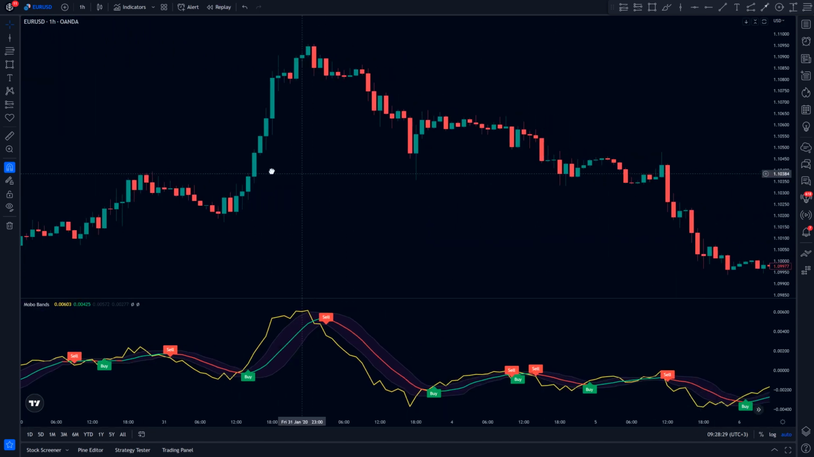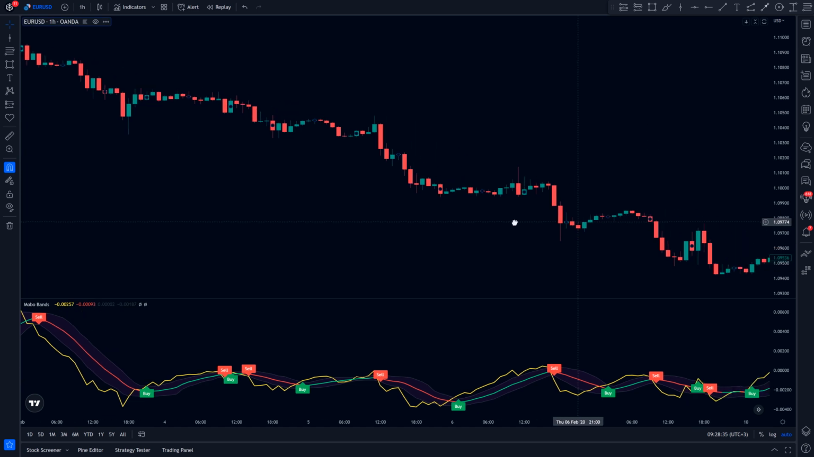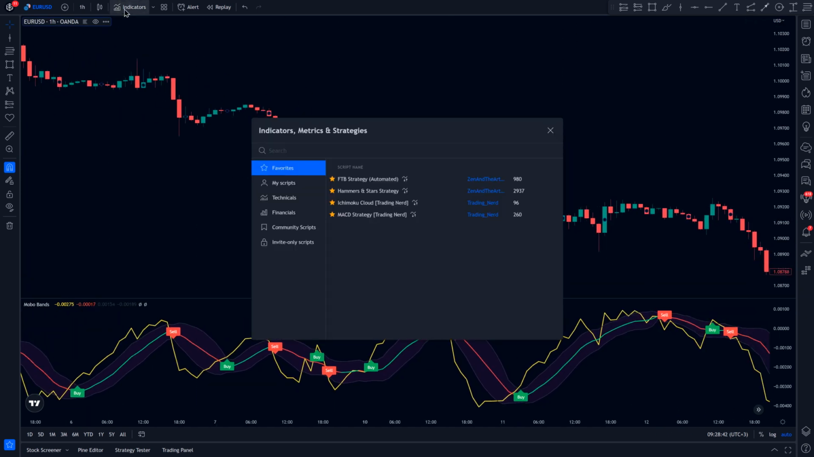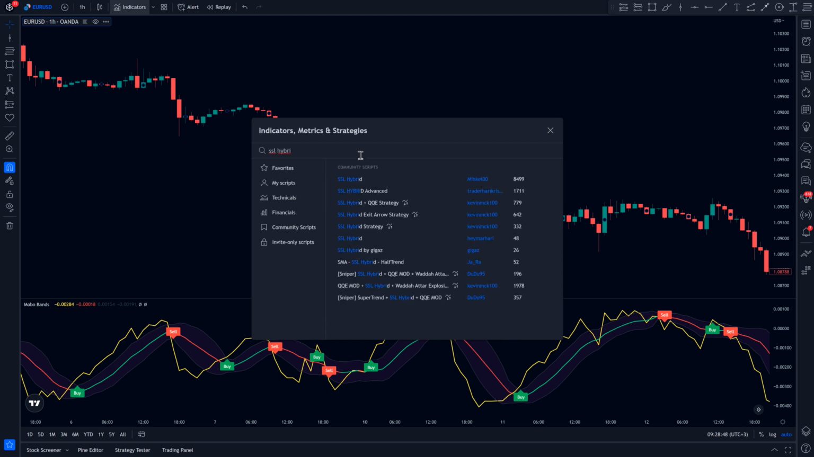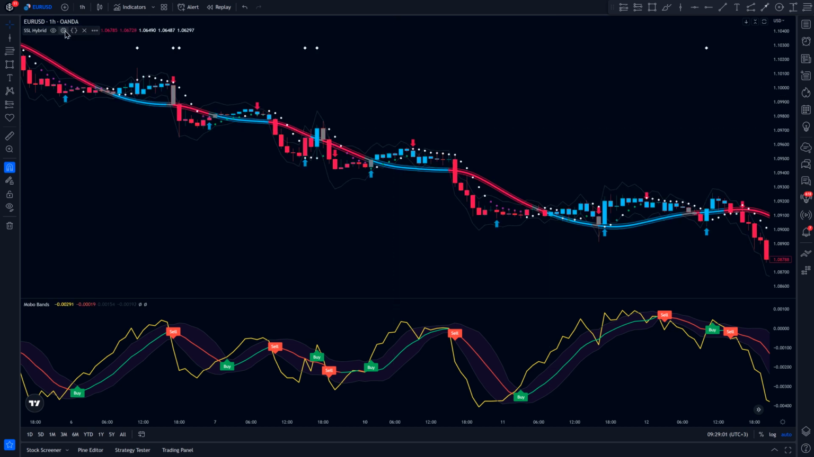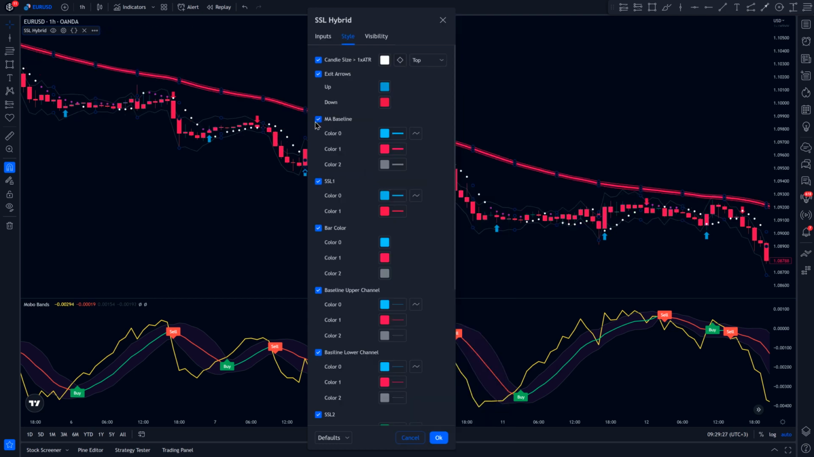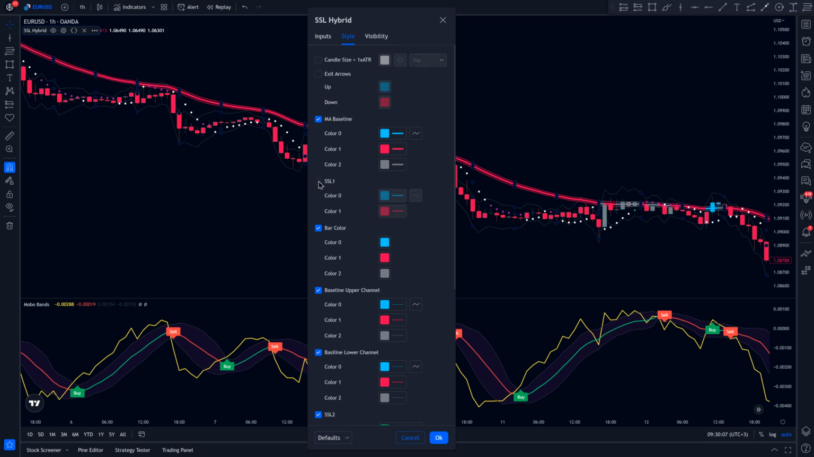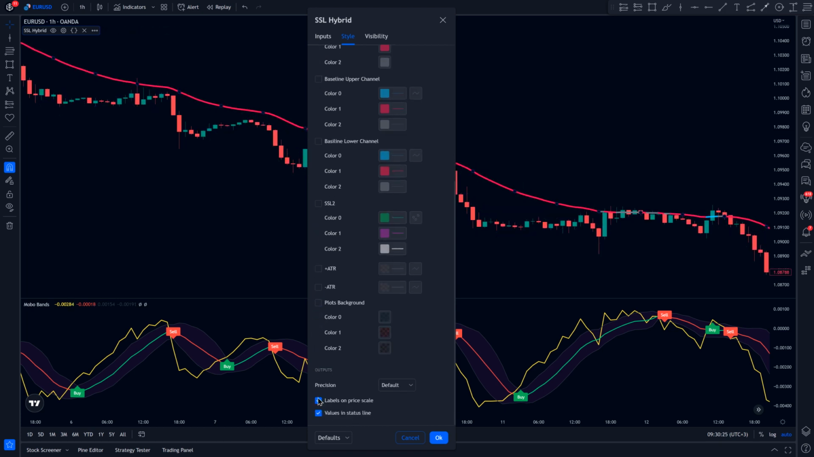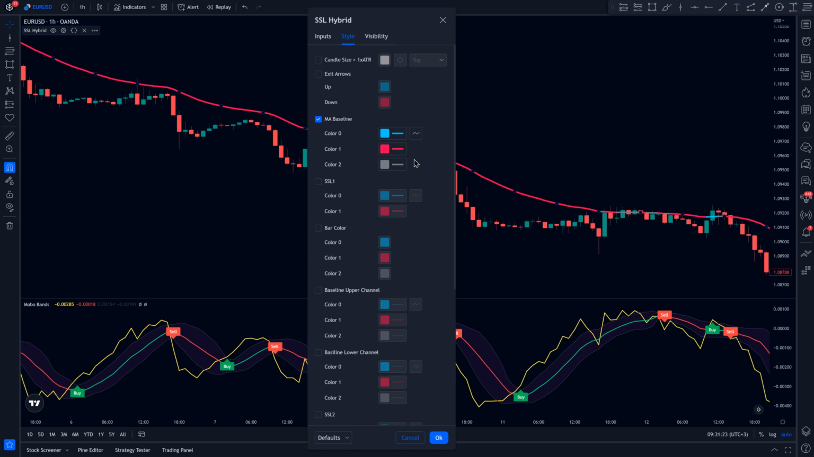Now, let's add one more confirmation indicator to the chart to make our strategy even better. Click on Indicators, then type in SSL Hybrid, select this one by Mickle. Then we're going to change the settings. To do that, just click here. On the Inputs tab, change the baseline type to EMA, and then change the baseline length to 30. Then on the Style tab, uncheck everything except for this MA baseline option. And then here you can modify the colors of the MA baseline. I like to change color 1 to green and color 2 to red.